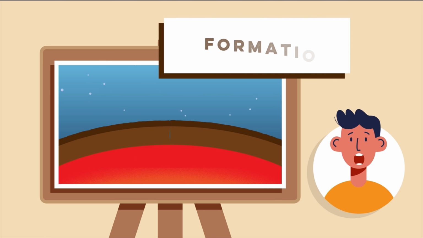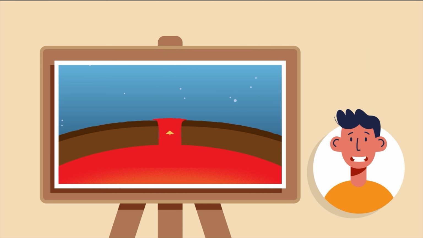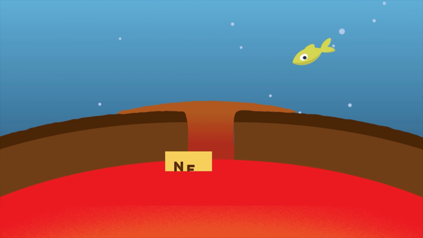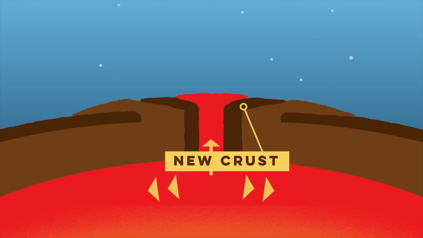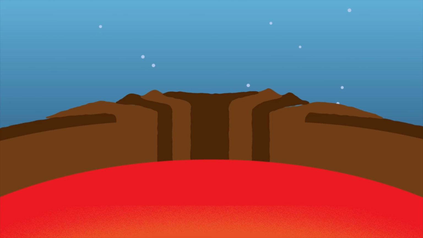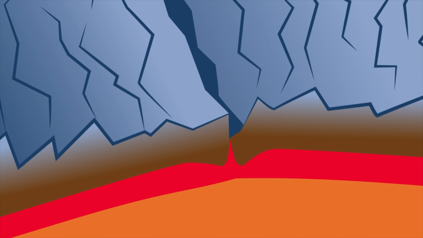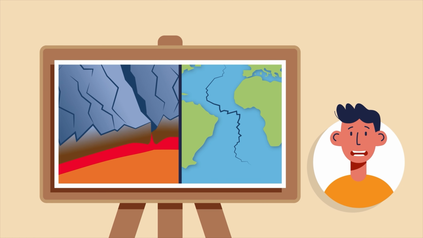Step 2 is the formation of mid-ocean ridges. As the plates separate, magma rises from the mantle to fill the gap. When this magma reaches the ocean floor, it cools and solidifies, forming new crust. This process creates underwater mountain ranges known as mid-ocean ridges. The Mid-Atlantic Ridge is a prime example.